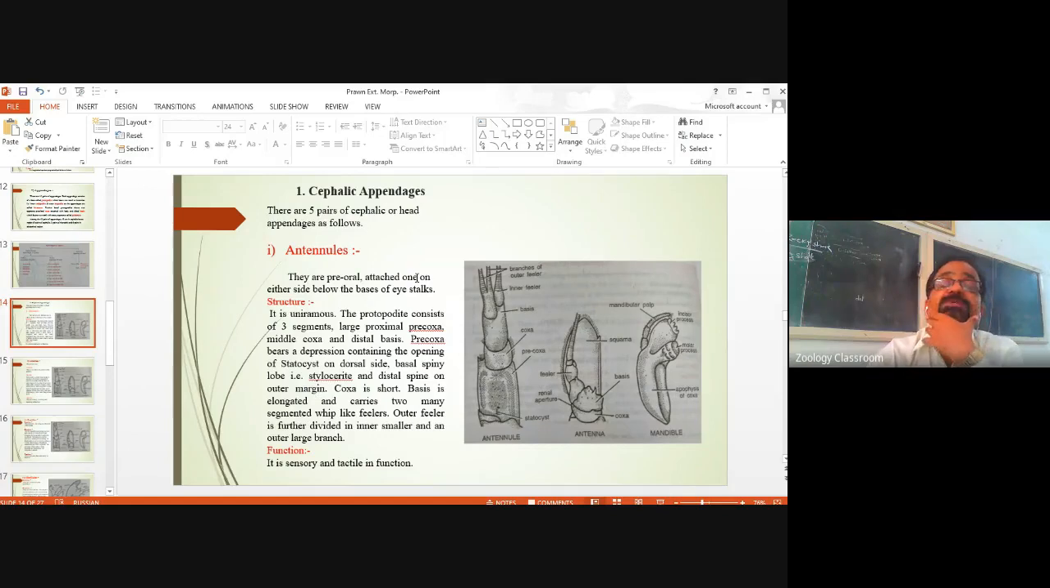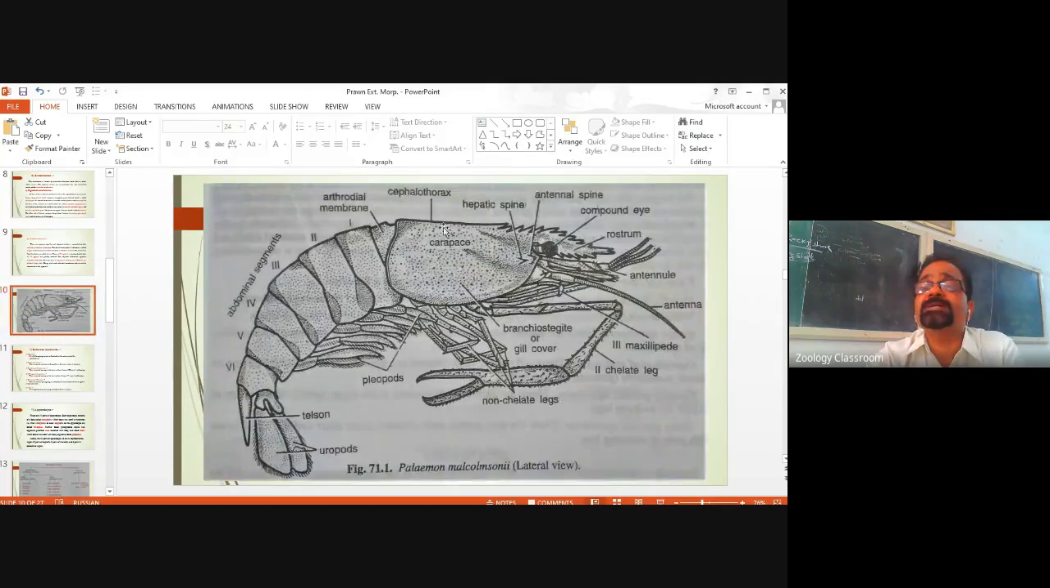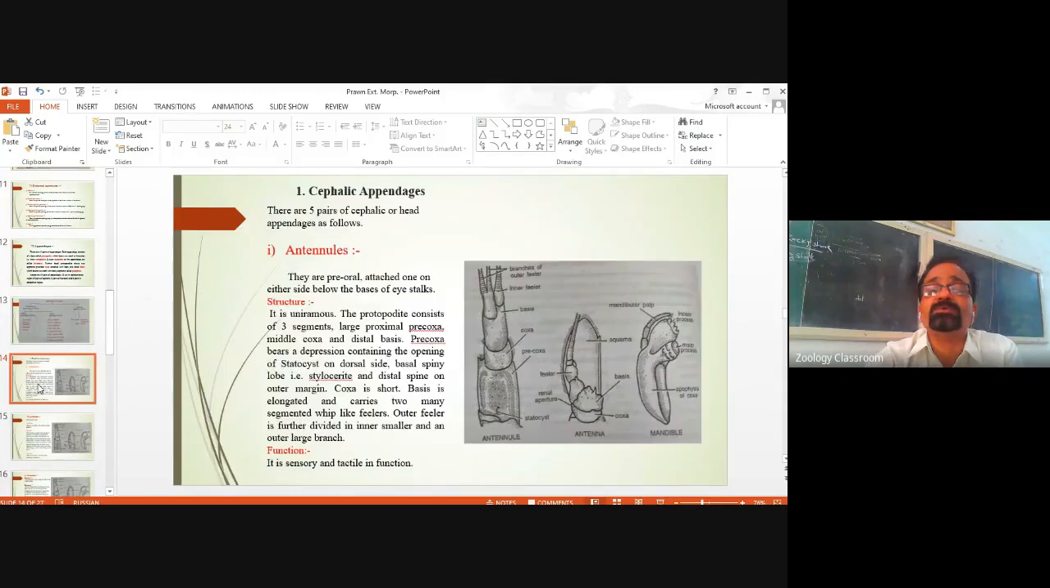Now where are these antennules located? They are pre-oral, meaning they are in front of the mouth opening, attached one on either side below the bases of the eye stalks. This is the eye stalk, and at the base of the eye stalk is the position of the antennule as far as the entire animal is concerned. We are going to study the detailed structure of this antennule, how it appears, and what its peculiarity is.